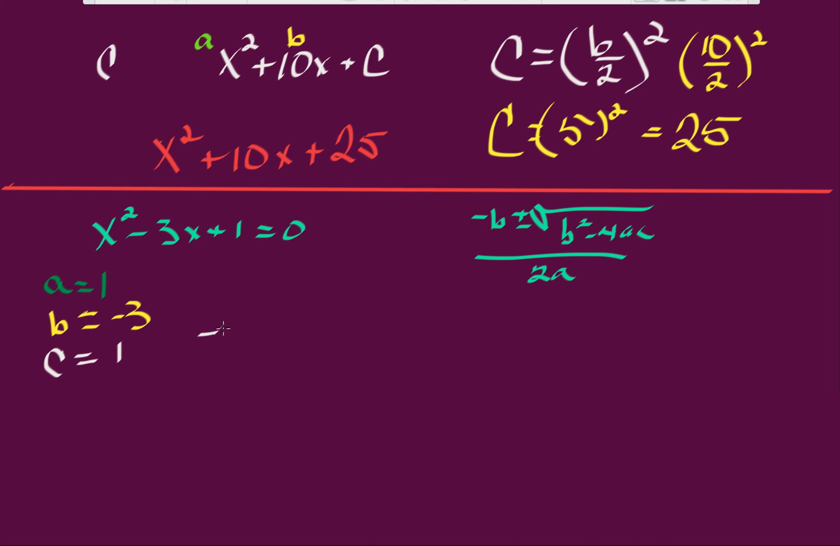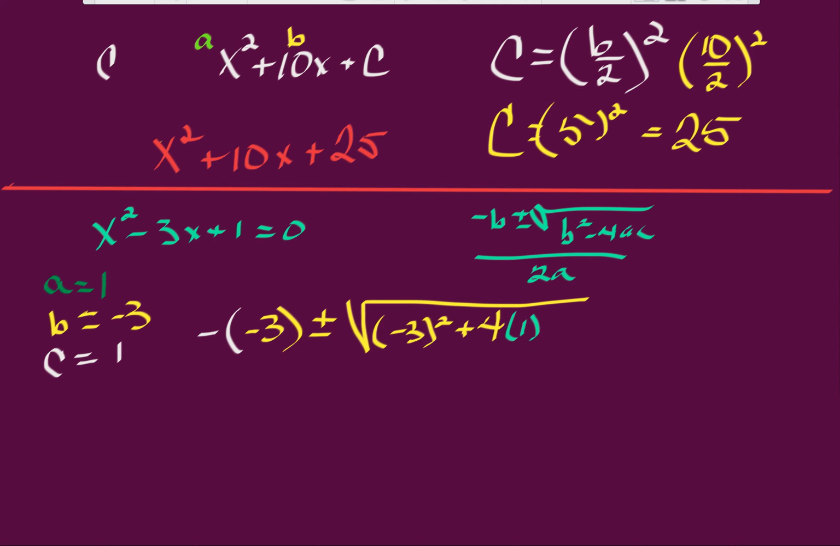So we have negative negative 3, sorry about that, plus or minus the square root of negative 3 squared plus 4 times 1 times 1. And all of this is over 2 times 1.